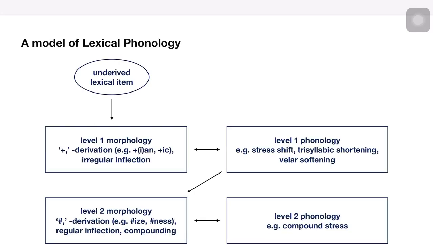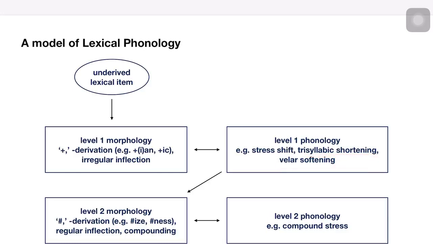Now, let's see what a model of lexical phonology is. A word that hasn't undergone any derivation now undergoes level 1 morphological and phonological alterations. On level 1, the word may pick up an affix or undergo irregular inflection, for example, ox becoming oxen as in its plural form. At the same time, it may undergo stress shift. The words regular and regularity both belong to level 1 suffixation, but have different stress positions. Trisyllabic shortening and velar softening are also possible during level 1 phonology.